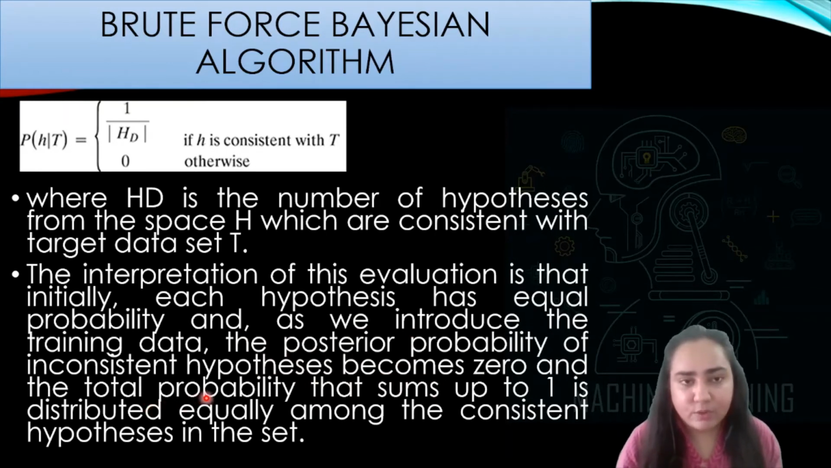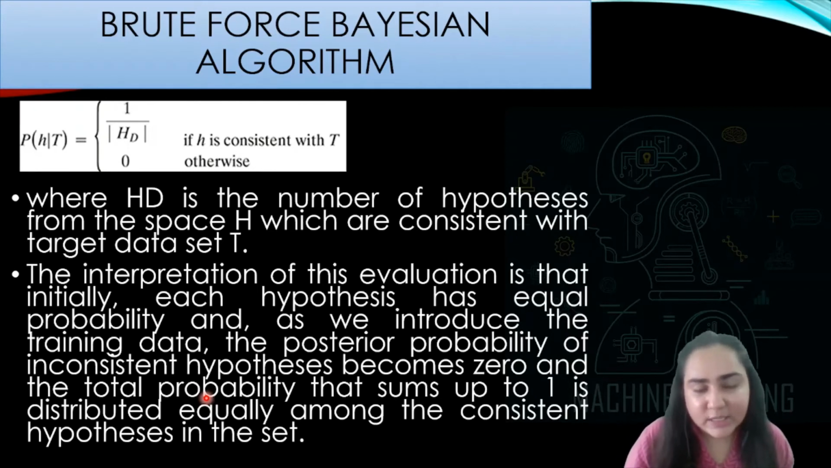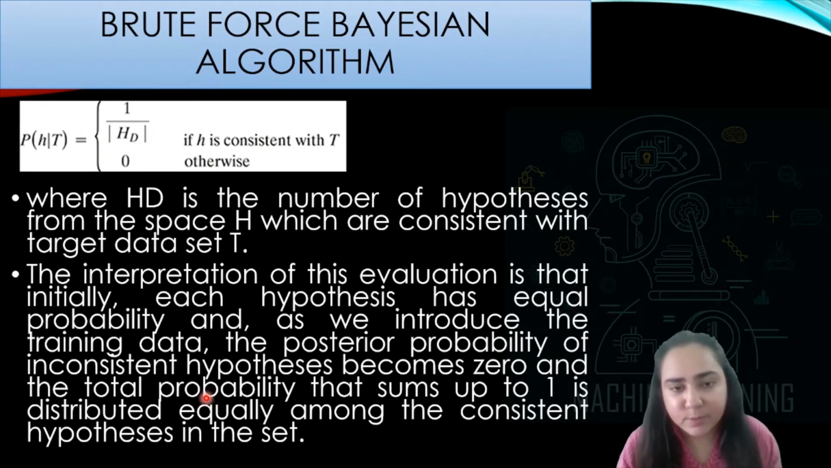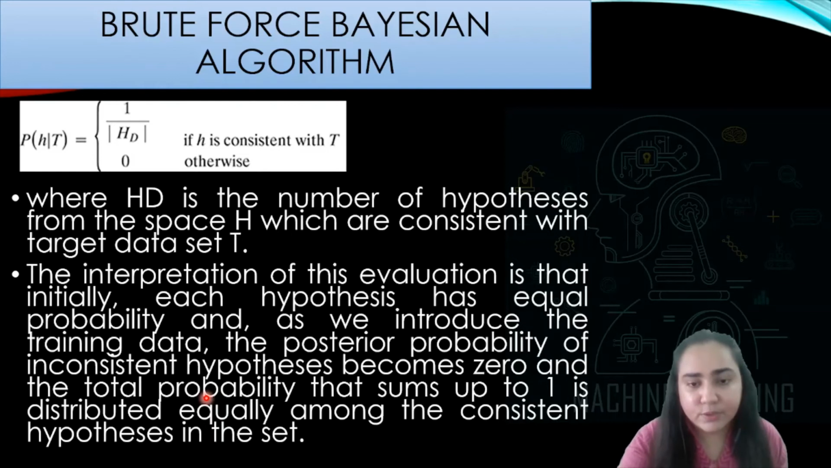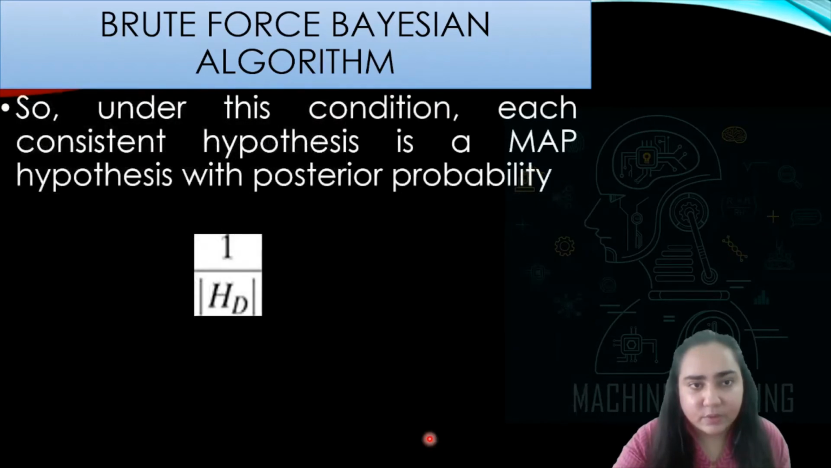Okay, as you introduce your training data, the data with which your model has to be trained, the posterior probability of all the inconsistent hypotheses will become 0, right? Posterior is the probability afterwards. So prior probability is all equal, but then when you have your training data introduced, you'll realize that now the probability of inconsistent hypotheses is going to be 0. And so the total probability becomes 1. And that probability is distributed equally among all the consistent hypotheses in the set. So that's what the brute force Bayesian algorithm is all about.